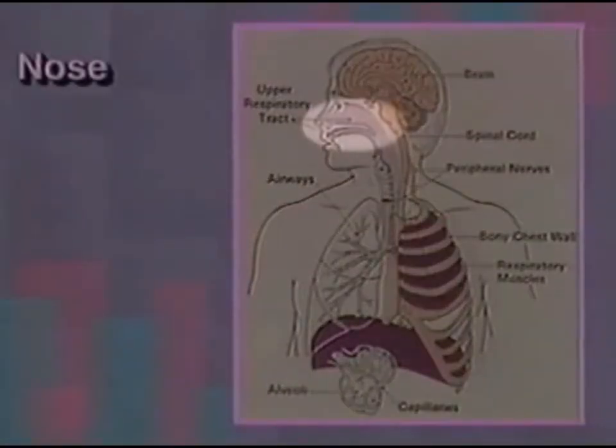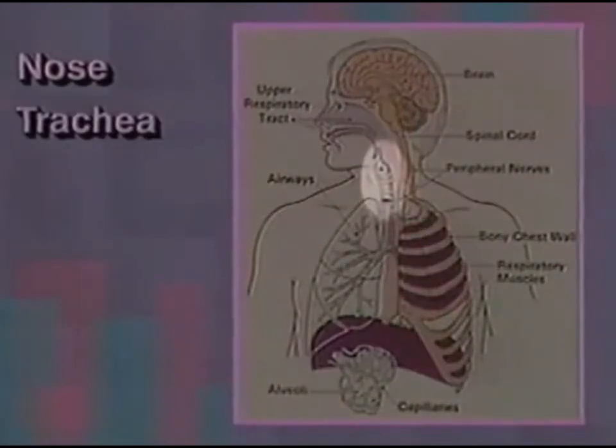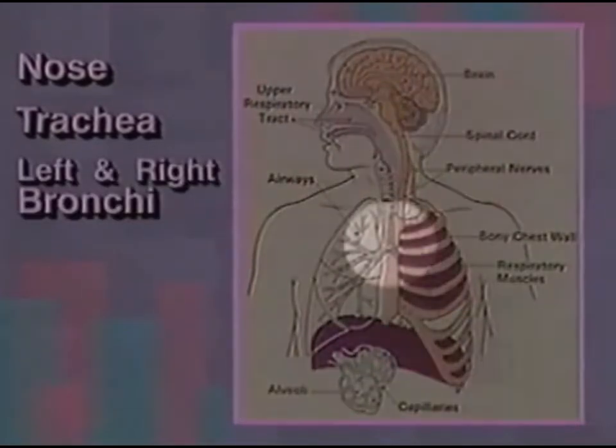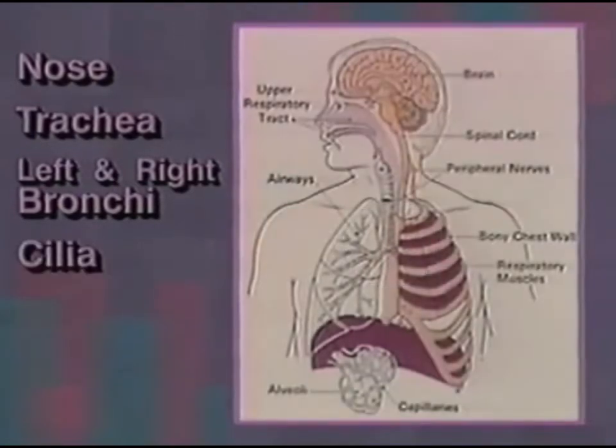The nose filters, warms, and humidifies the air. The trachea, which is known as the windpipe, branches off into the right and left mainstem bronchi. These airways are lined with tiny hair-like projections called cilia. These function to constantly sweep particles and bacteria upward to be coughed out.